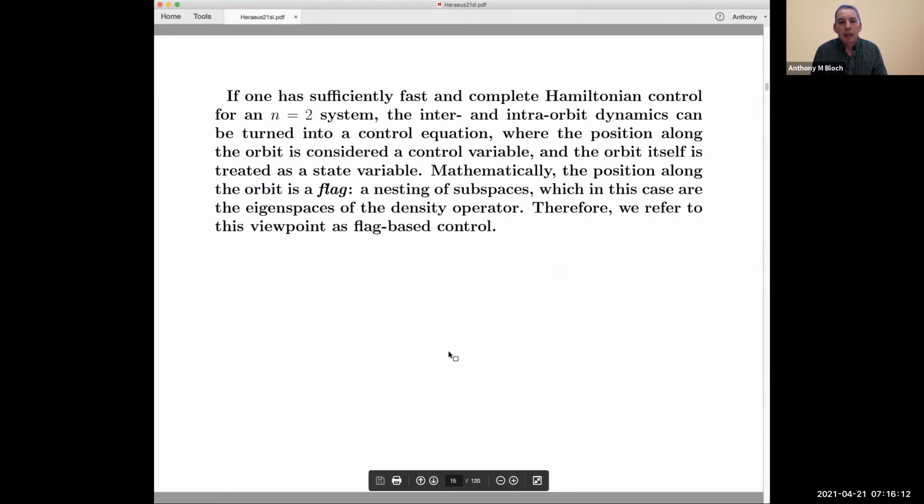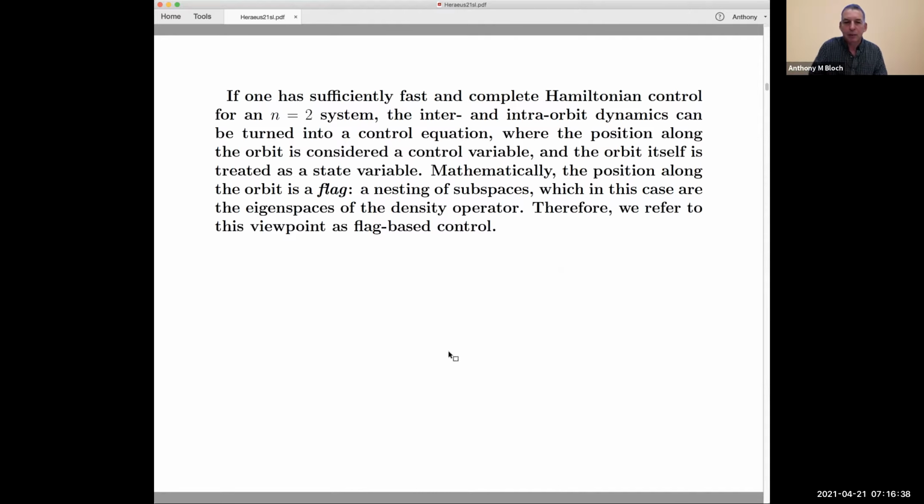So basically, if you take the n=2 system, which again will be my main example, you can turn the inter- and intra-orbit dynamics into a control equation. You can treat the orbit itself as a kind of state variable, and the position in the orbit is a flag, which comes from the action, say, of a group, in this case the unitary group on the Hilbert space.